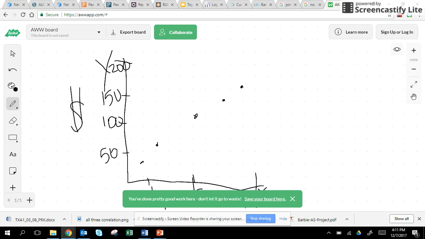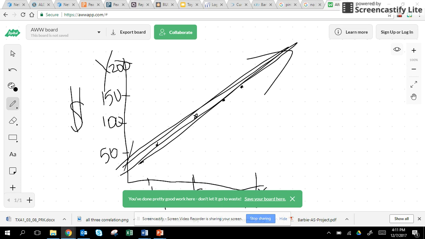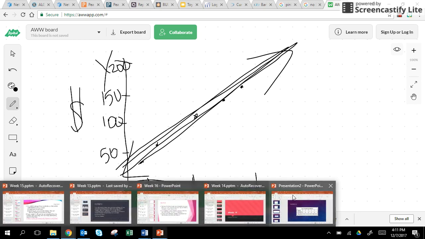Now, what kind of association is this? Well, this is a positive association. I could draw a line through here like so, maybe like this. And there's my positive linear association. So that is going to be positive. Let's go ahead and go to our next example.